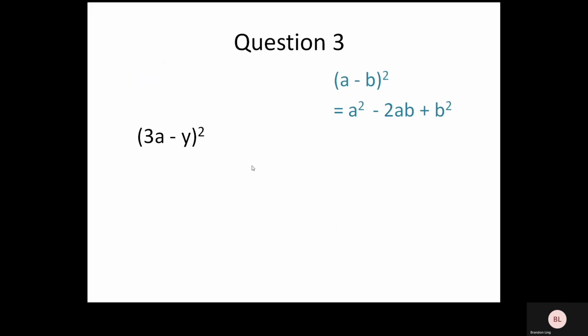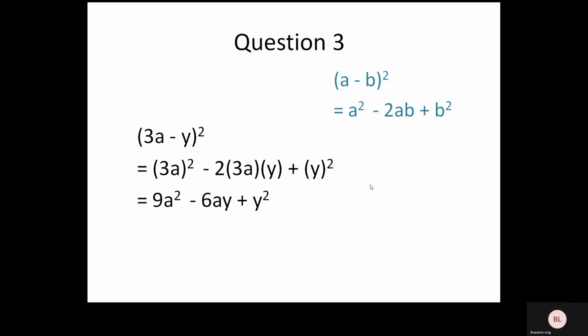Question 3, (3a minus y) in the bracket of square. You get (3a) squared for your first term, minus 2 times 3a times y, plus y squared. So therefore you get 9a squared minus 6ay plus y squared.